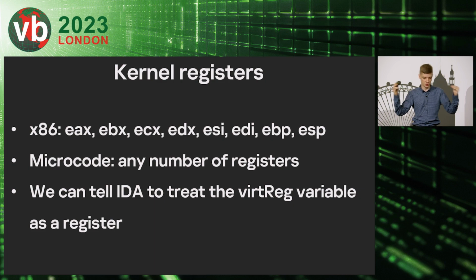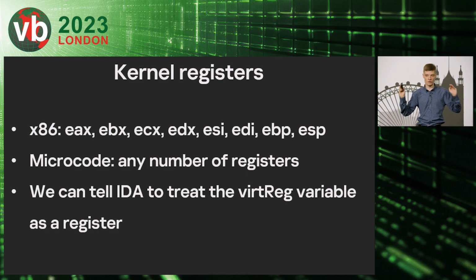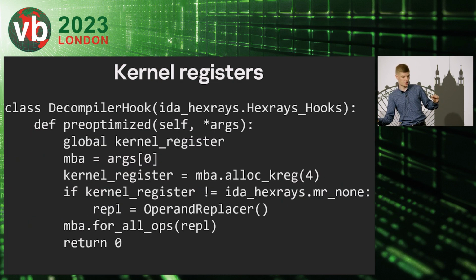called a kernel register. Well, on x86, there are registers like EAX, EBX, and so on. I already told you today. But if you are working with microcode, you can define any number of registers as you like. And these are called kernel registers. So what we can do is tell IDA to treat this virtual register variable as a kernel register. Now, the process of doing this is not really straightforward, but I'll try to explain the basics.